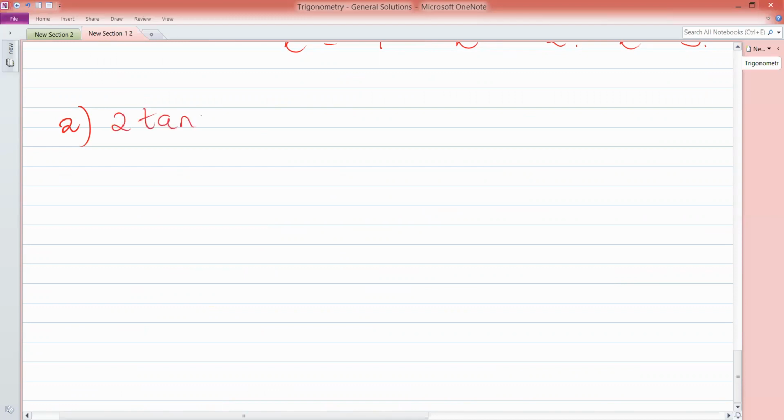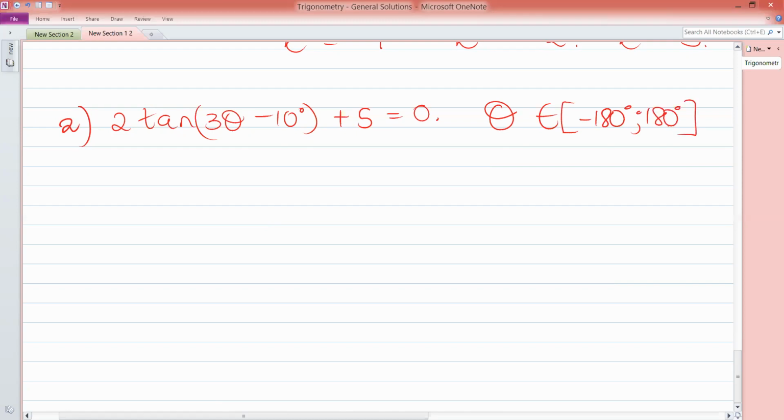Then this one: 2 tan(3 theta minus 10 degrees) plus 5 is equal to 0. Now they want you to find the values of theta which are between... Yes, Cleo? Hi, ma'am. I just wanted to say for everyone, if they want to find the general solution summaries, it's on page 246 in the textbook. Thank you. Thanks, sweetheart.